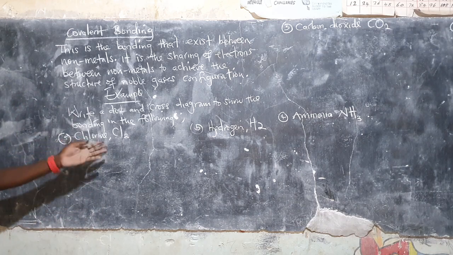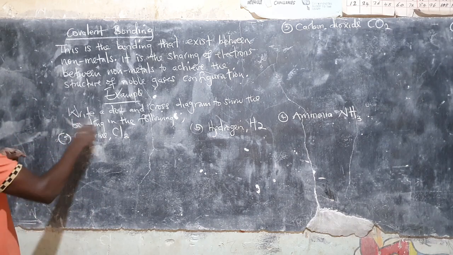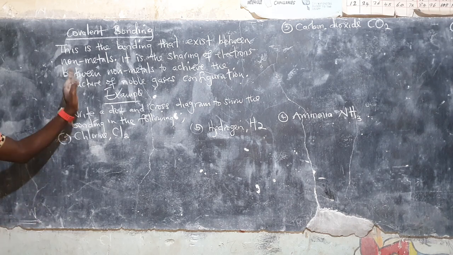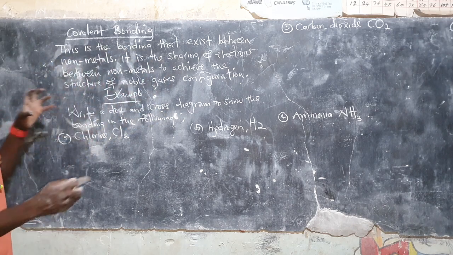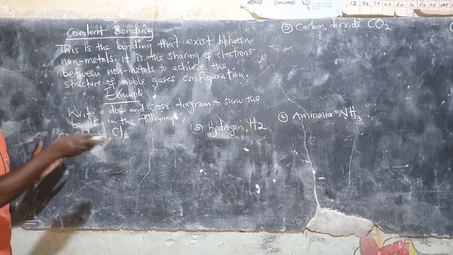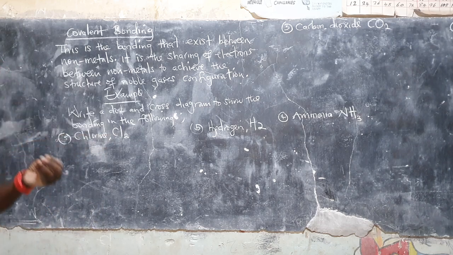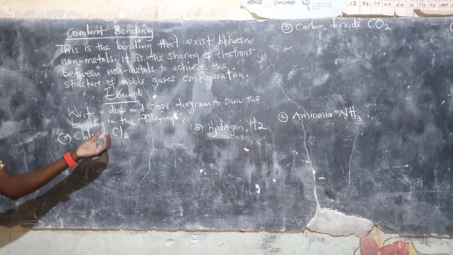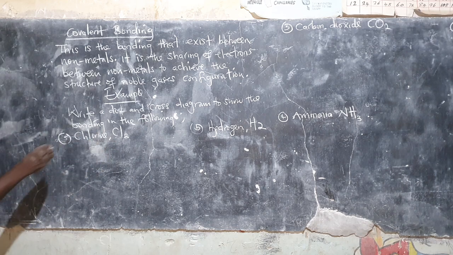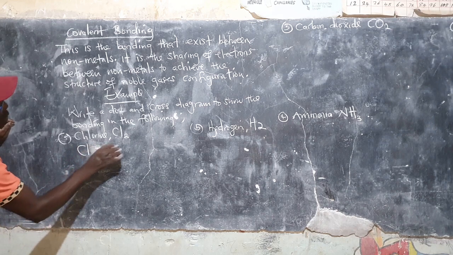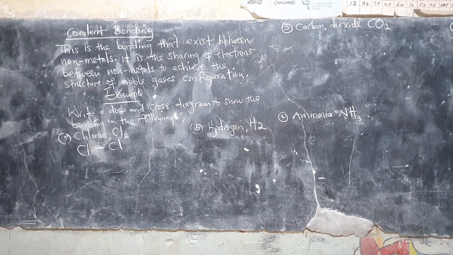So when you look at chlorine here, we're writing a dot and a cross. We're saying that they share. How do they share? Chlorine will share what it needs, and the other chlorine will also share what it needs. Now when you look at this one here, there is Cl2. That means there are 2 chlorines that were bonded together.